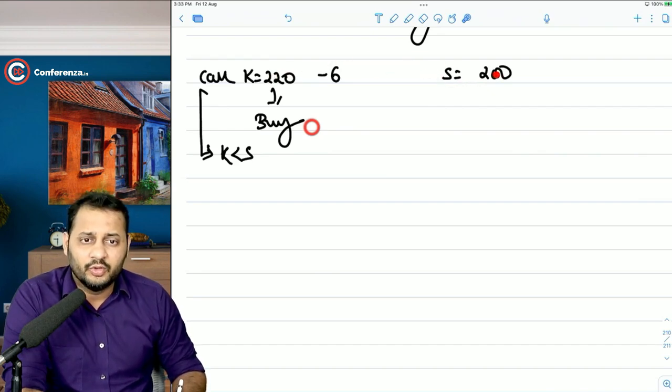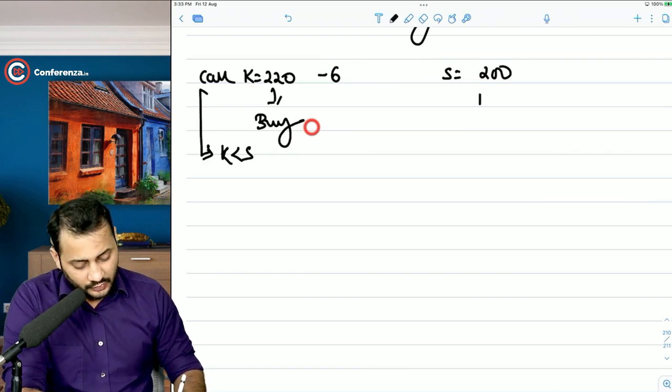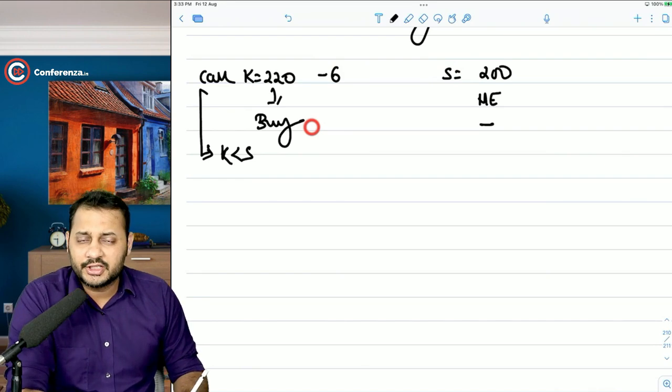No, sir. Who is going to buy at 220 when the product is available at 200? Nobody. So will the option be exercised? No. The option will not be exercised. So there is no cash flow.